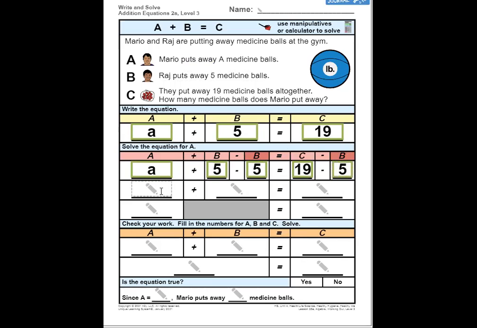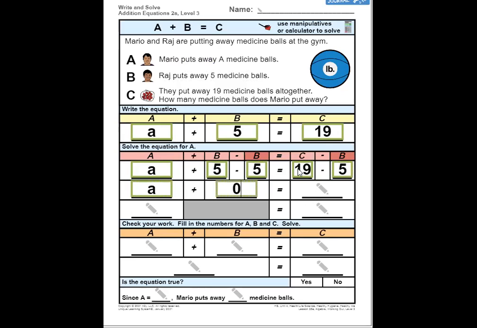Again, we do not know a value for A, so very good. That remains A. Plus is the same. Who can tell me what 5 minus 5 is? 0. I got one answer, 0. If you have 5 cookies and you give all 5 away, how many do you have? 0. Very good. So we shared and we gave away all of our cookies. Now we need to know what 19 minus 5 is.